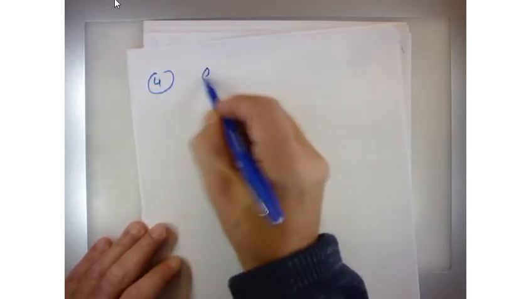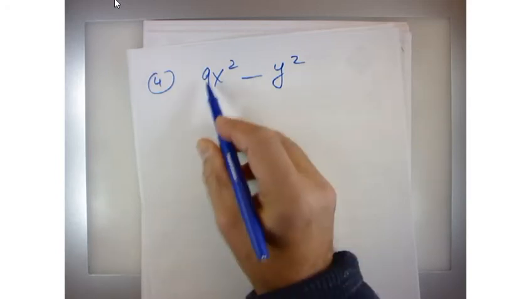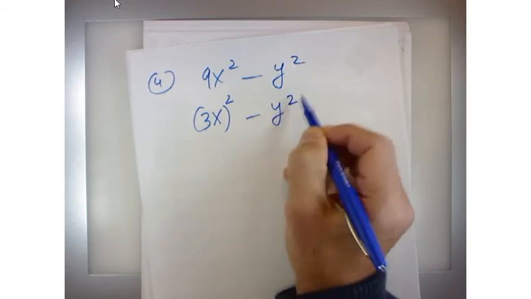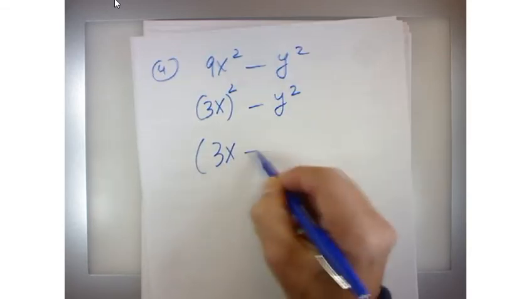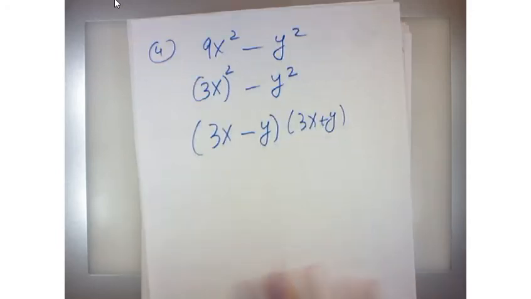Okay, example 4. 9x squared minus y squared. If you square root 9 on your calculator, you get 3. So you're going to bundle the 3x together, and then y squared is y squared. Same rule. You do 3x minus y, 3x plus y. If you want to check it, you just FOIL.